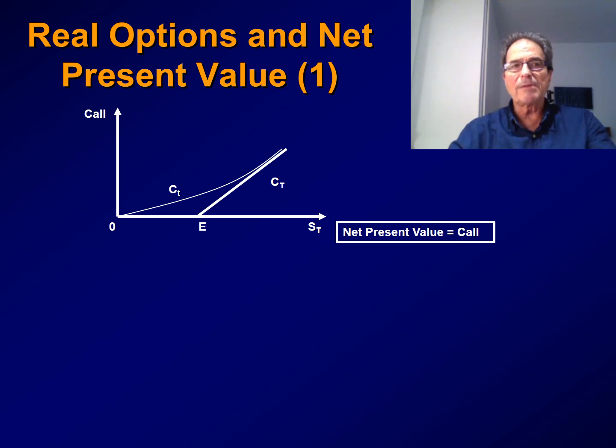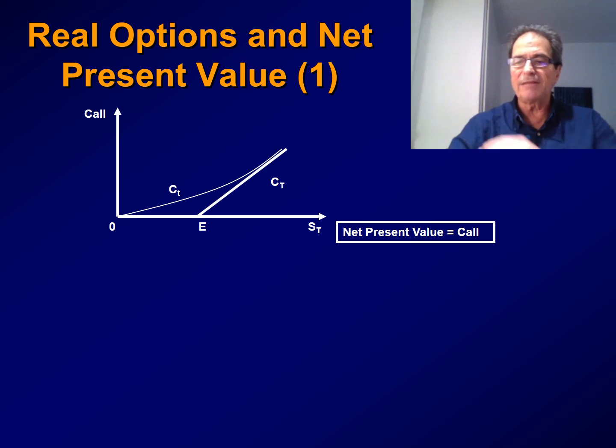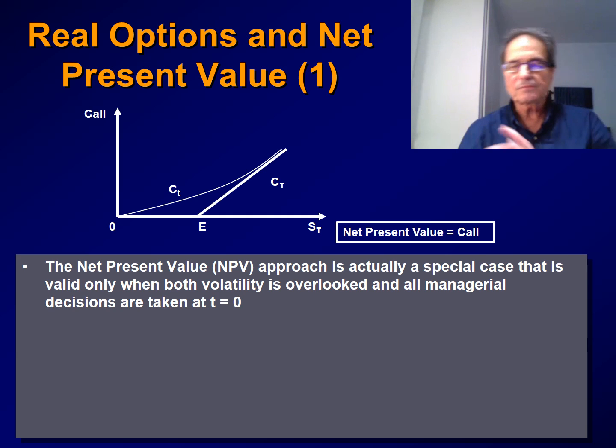Now let's talk about the relationship between real options and net present value. The net present value approach is actually a special case that is valid only when both volatility is overlooked and all managerial decisions are taken at time zero. What we mean by this is that the net present value approach is very similar to a call at maturity. Look back to the graph for a call at maturity, which is the gross line here.